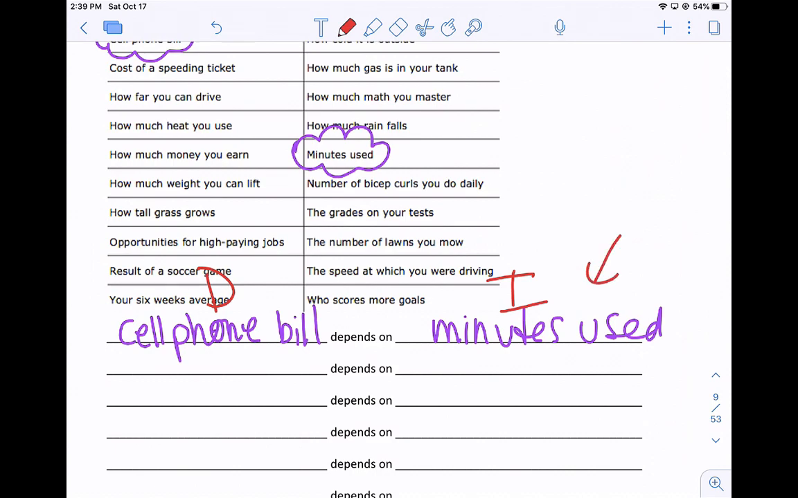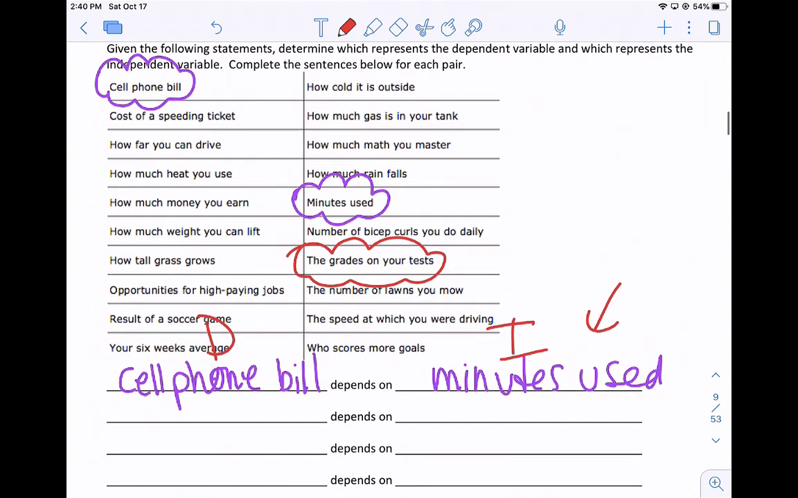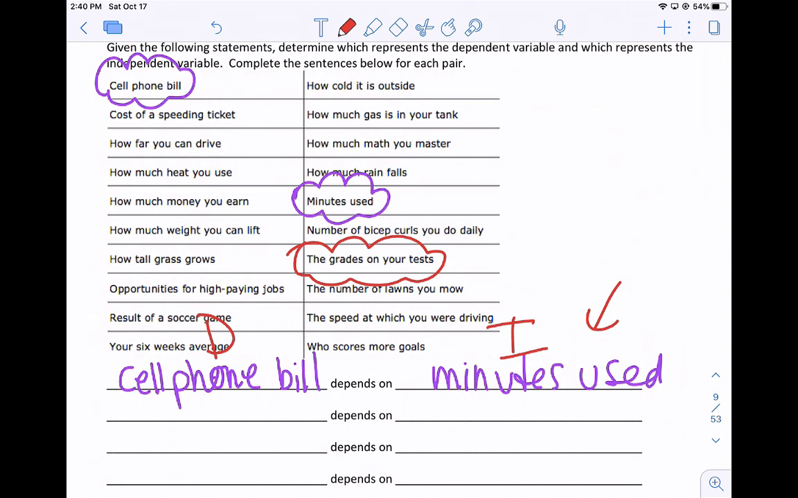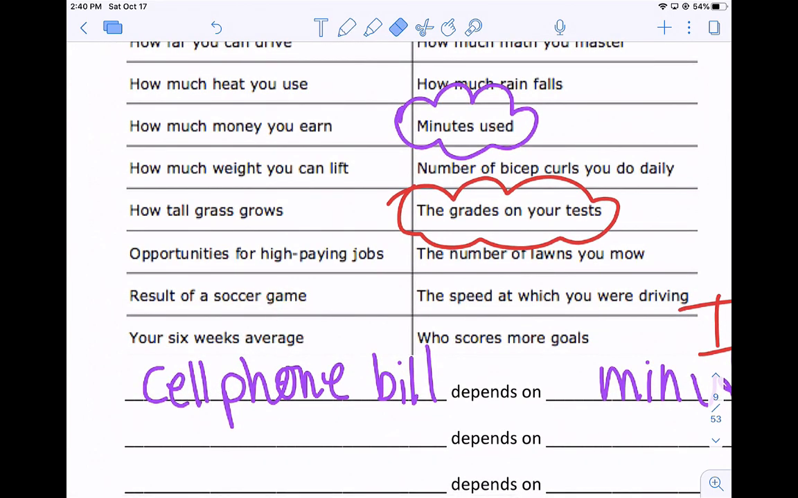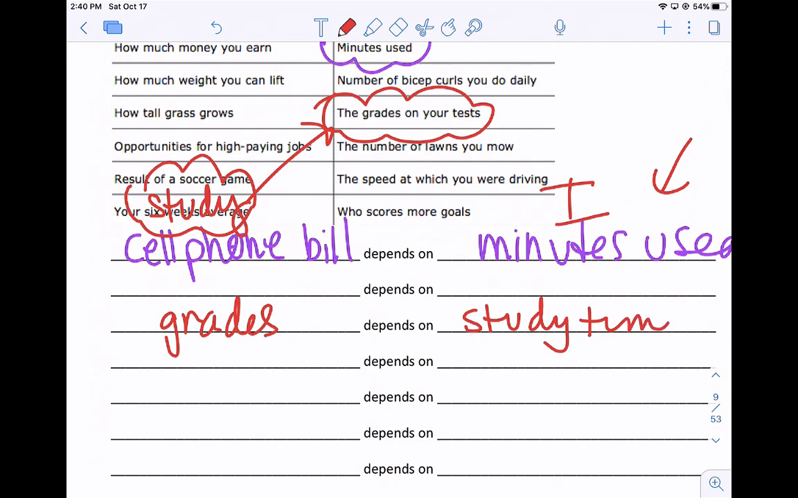All right, let's do another example. How about grades on your test? What does that depend on? Typically that depends on, I guess I don't like that. I would say how much you study, so I'm going to change this one. So how much you study, your grades depend on that. So I would say grades depends on how much you study. All right, so those are just some examples of independent, dependent variable.